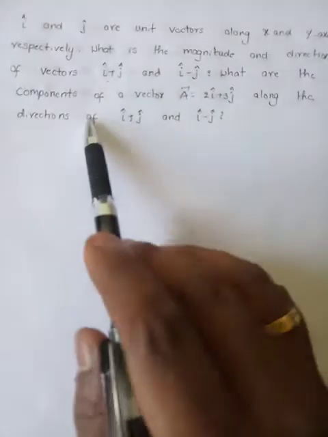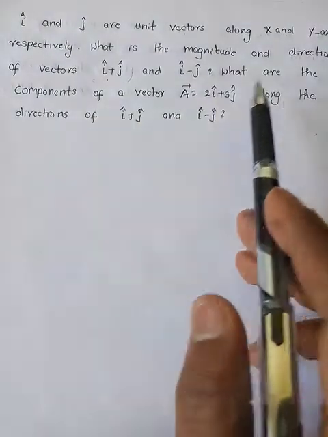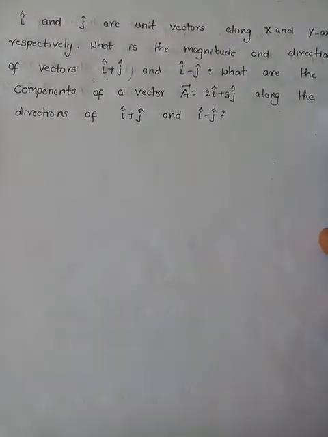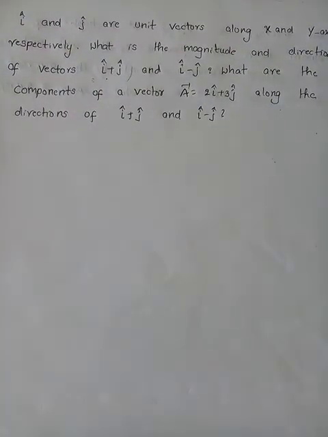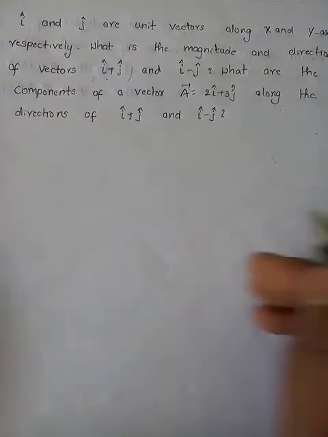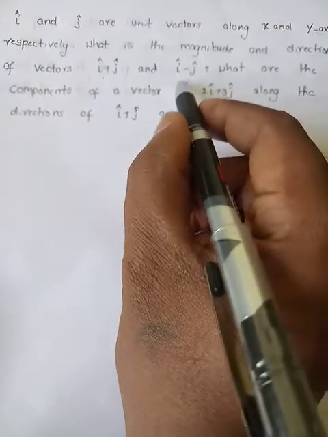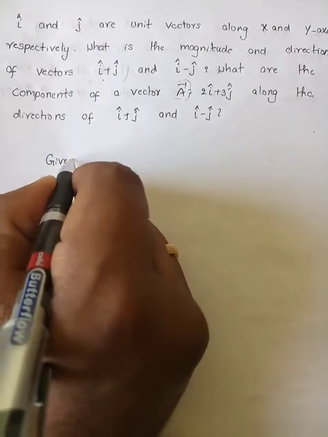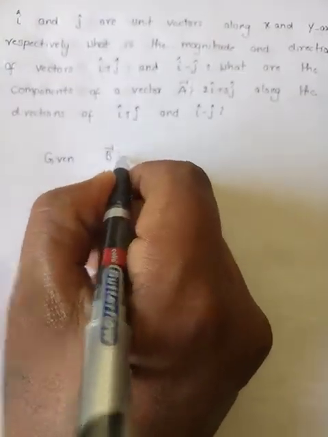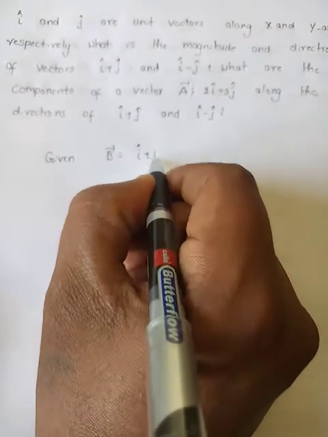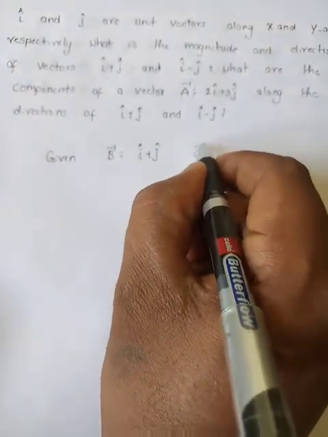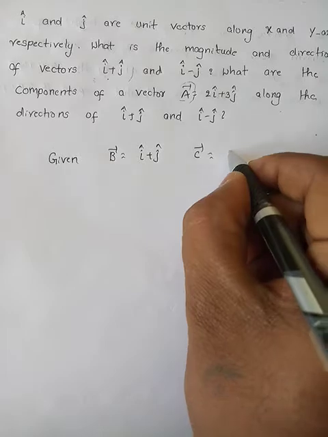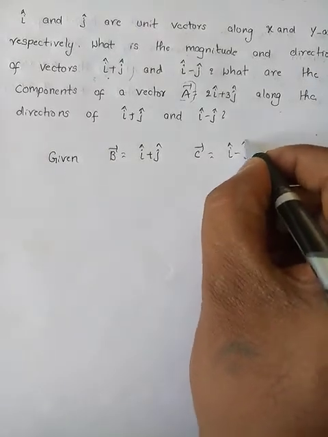What are the components of vector a bar is equal to 2 i cap plus 3 j cap along the directions of i cap plus j cap and i cap minus j cap? So, first they already assume that is A. So, I am going to consider the given B bar is equal to what? i cap plus j cap. Let us assume C bar is equal to i cap minus j cap.